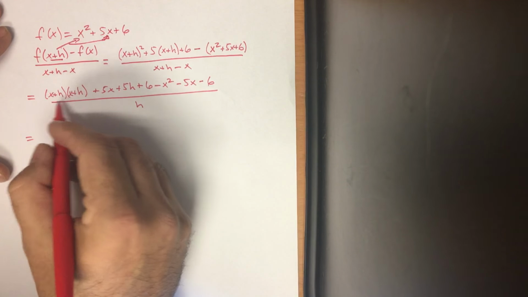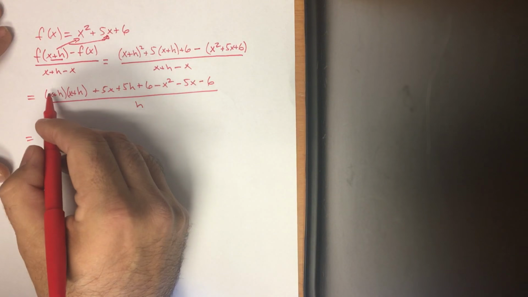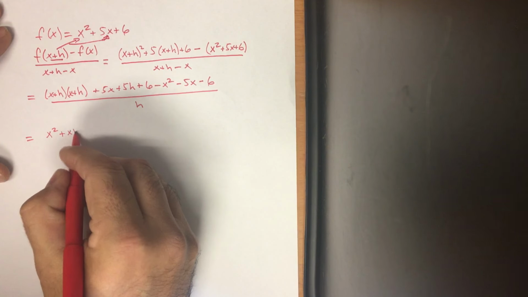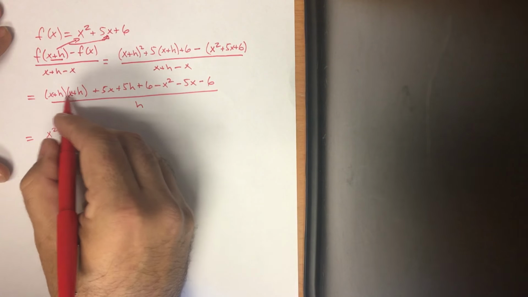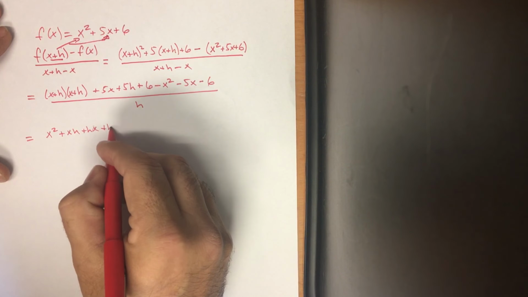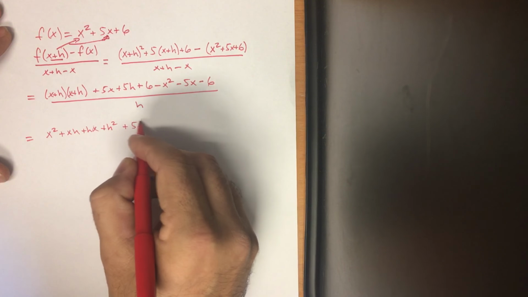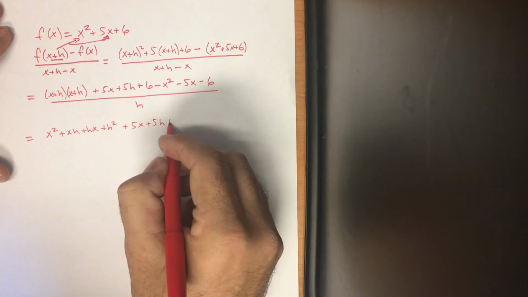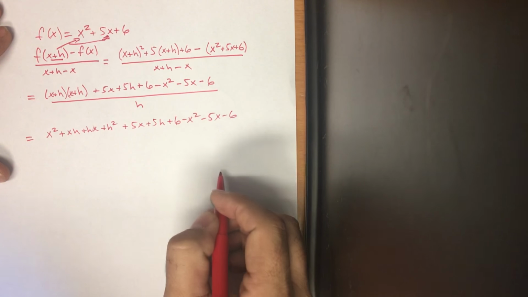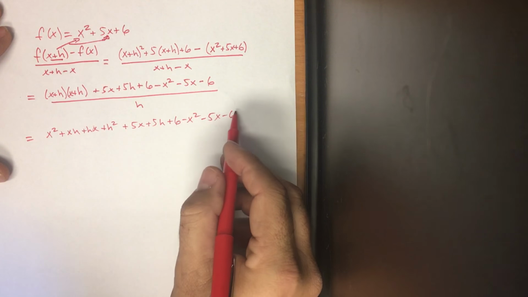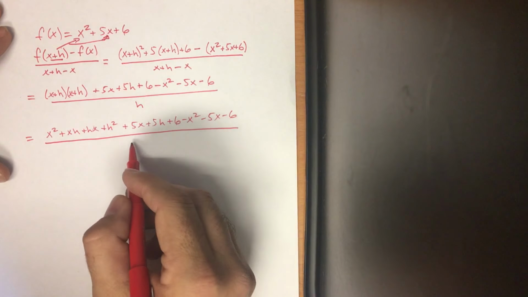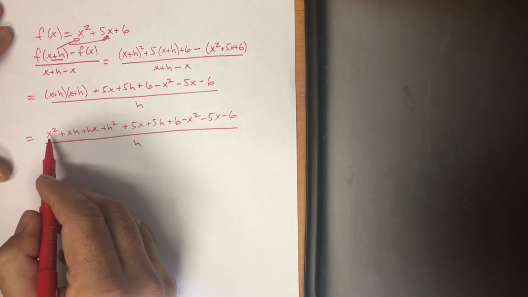So now I'm going to do this x plus h quantity squared, right? So we're going to go x squared plus xh plus hx plus h squared plus 5x plus 5h plus 6 minus x squared minus 5x minus 6. I guess I could have canceled out the 6 and the negative 6 right there, couldn't I? All divided by h. So let's group up like terms.